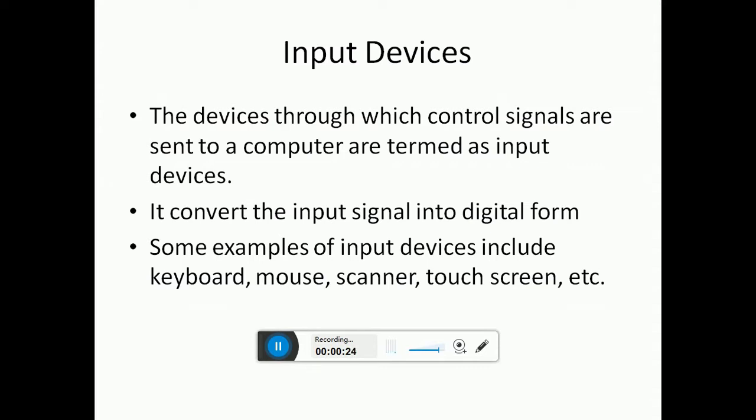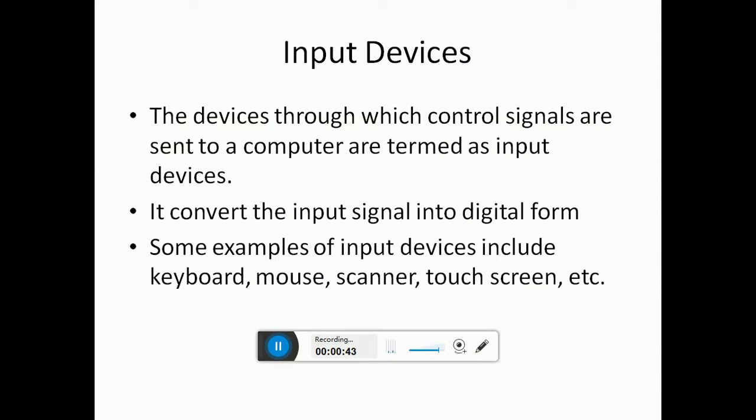In yesterday's class I discussed the hardware components, or we can say the block diagram of a computer. In the block diagram we have the input device. What is the use of this input device? Through this input device we provide control signals to the computer, which are known as inputs or data signals.